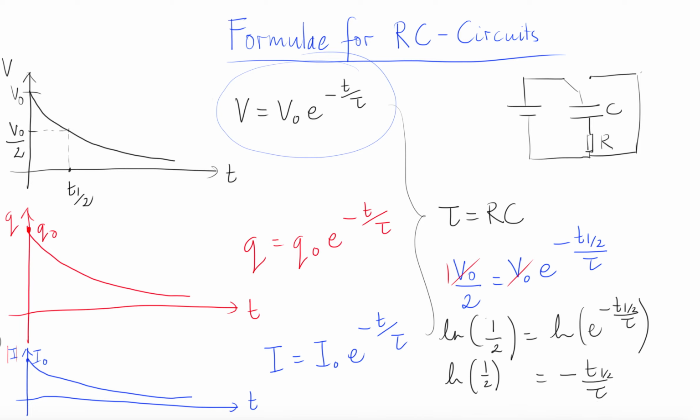Ln a half is the same as negative ln 2 equals negative t½ divided by tau. Therefore, I've kind of run out of space, I'll write it up here.